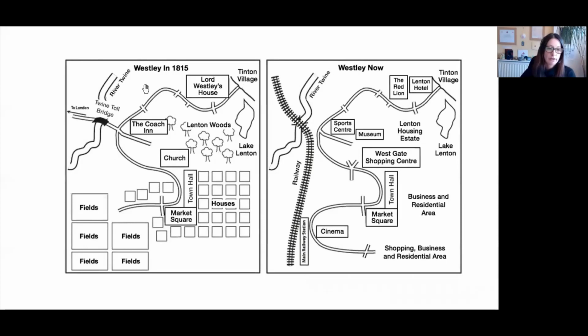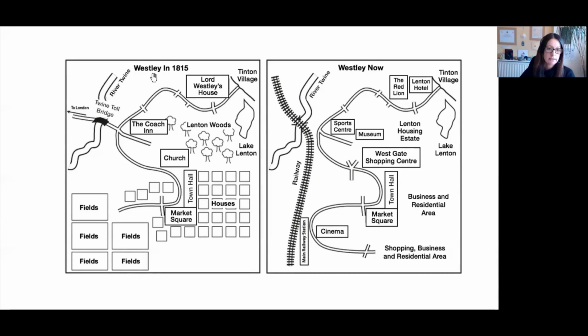Okay, so in 1815, we had a wooded area, we had a large area of fields, and probably the main thing that stands out now actually is that the fields have disappeared, if we look at the present day map, and these have been replaced with a railway station and a train line that runs all the way up to the top of the map. There's now a cinema. Also, the woods from 1815 are now replaced with a housing estate.